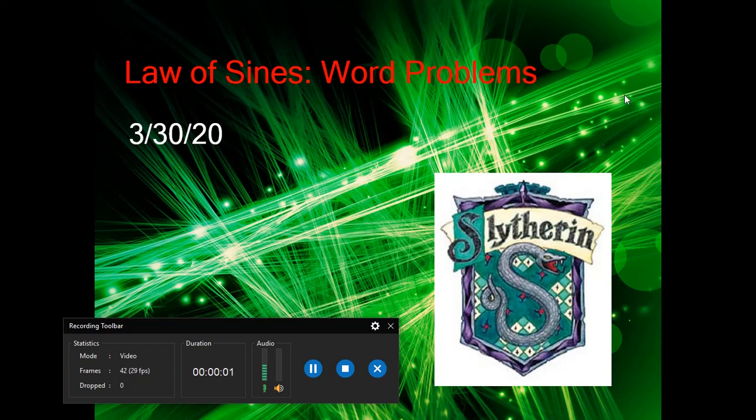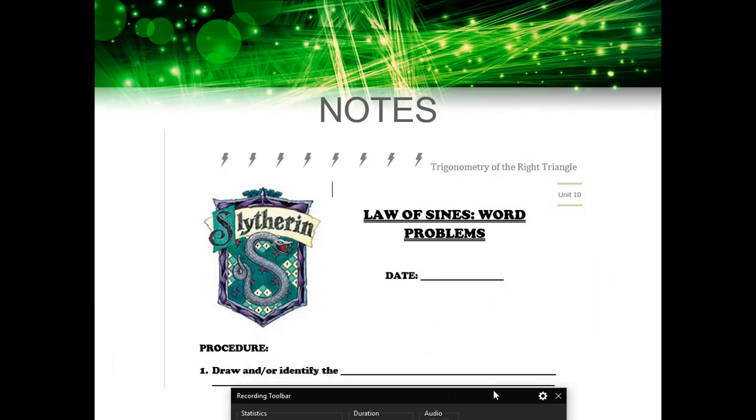Hi everybody, today's topic is the law of sines. We're going to continue our work from last time, but today they're going to be all word problems. Here's the note packet that you'll need for today's lesson.